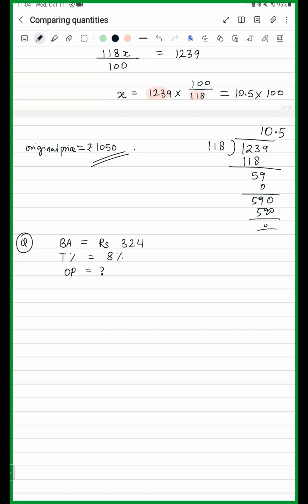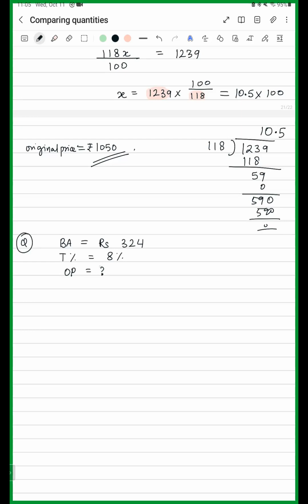Wait, let's change the question a little bit. The question is written, the original price of a shampoo bottle, right? So in place of that, write find the original price of a shampoo bottle. Just don't cut anything. Just before the original price, just add one word, find. So your question will now become: find the original price of a shampoo bottle bought for rupees 324 if 8% VAT is included in the price.